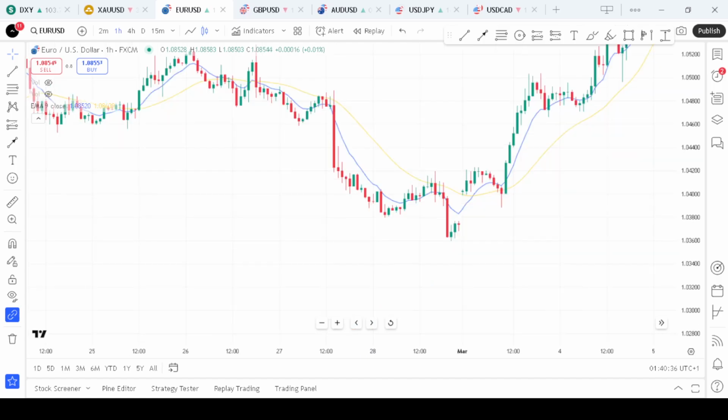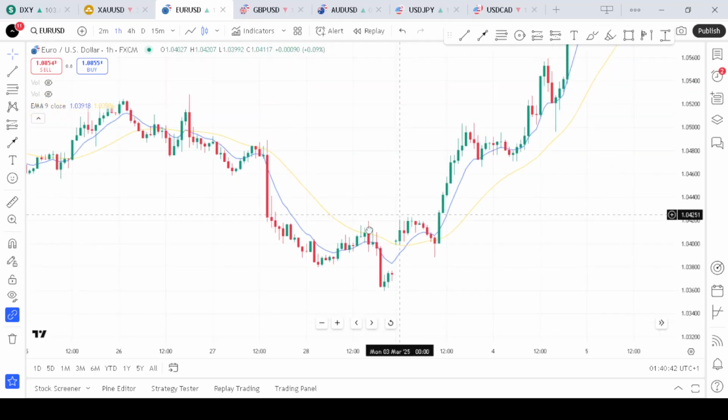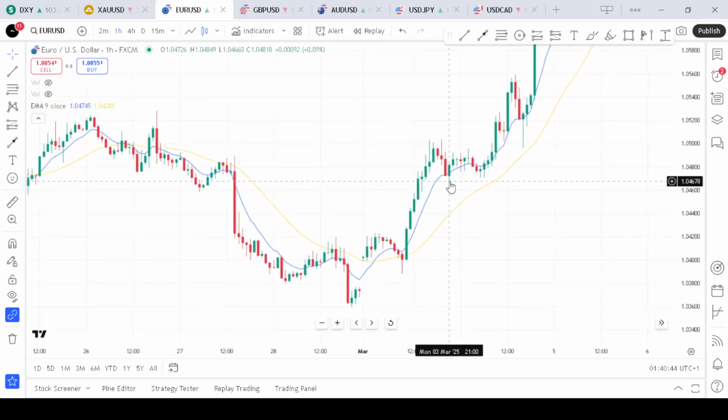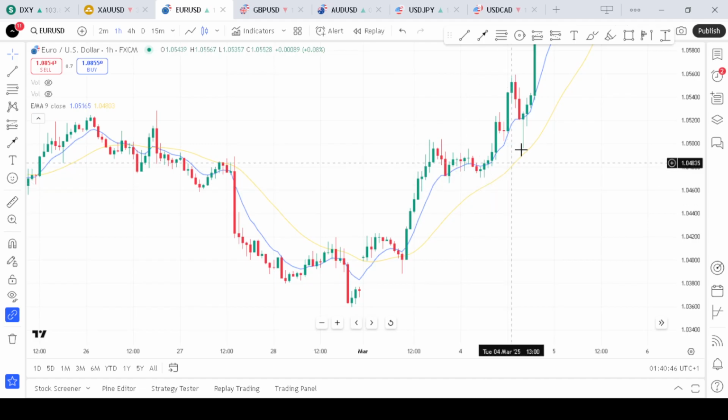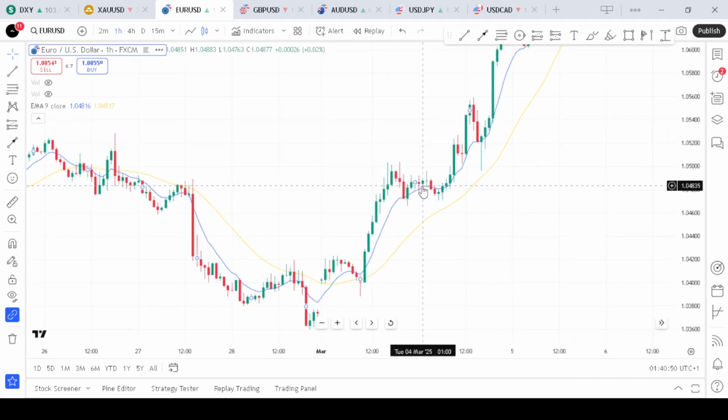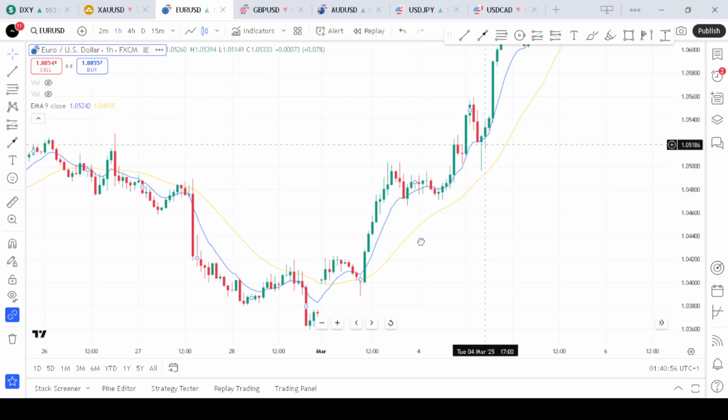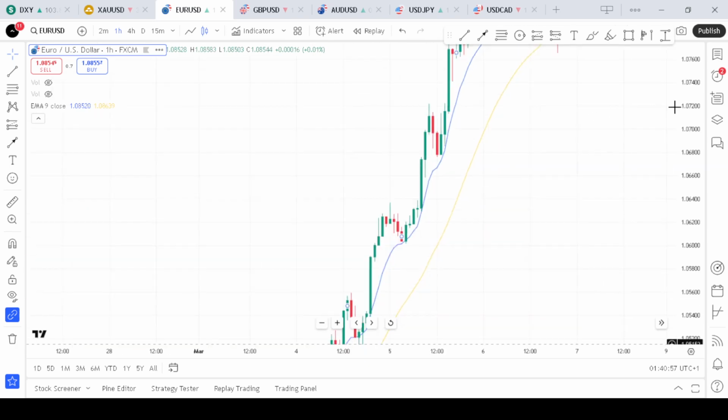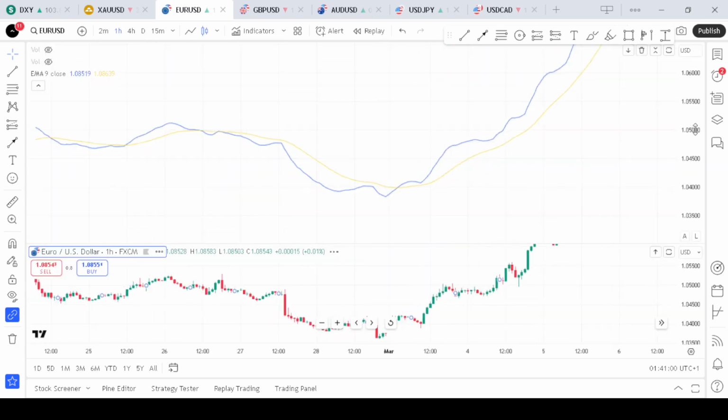Once you have identified the trend, you wait for price to pull back. In a bullish trade, you wait for price to pull back to the 21 EMA, and when price pulls back to the EMA, it helps you not to enter the trade too late in this move. So you wait for price to first pull back to the 21 EMA.